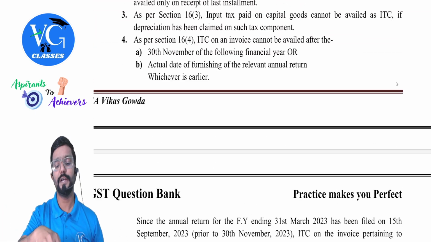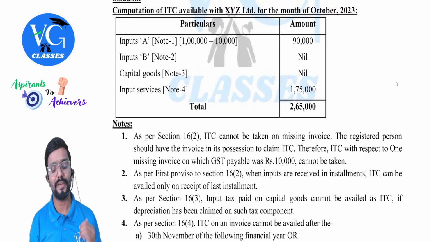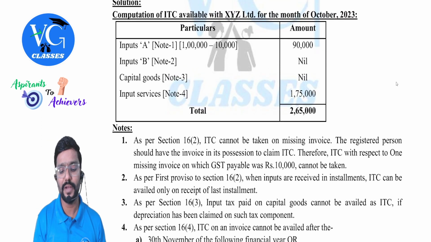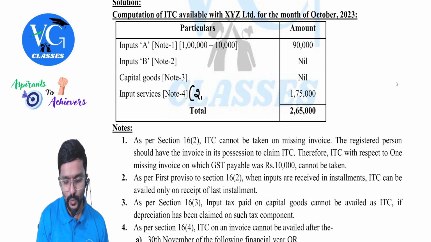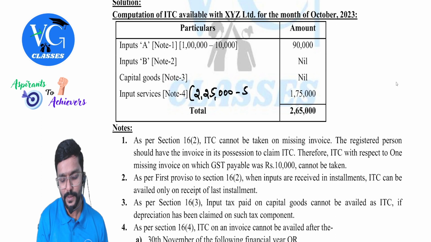That means we can claim the credit of how much? 1,75,000. Sir, how did we get that 175? Let me tell it. 2,25,000 minus 50,000.